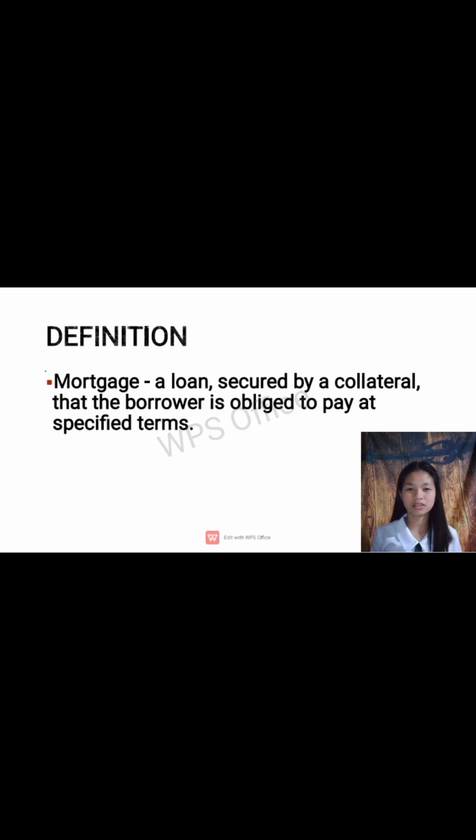So, good day everyone. I will continue the discussion of the definitions. So, the first one is mortgage. Mortgage is a loan secured by a collateral that the borrower is obliged to pay at specified terms. Mortgage is a type of loan that requires security.